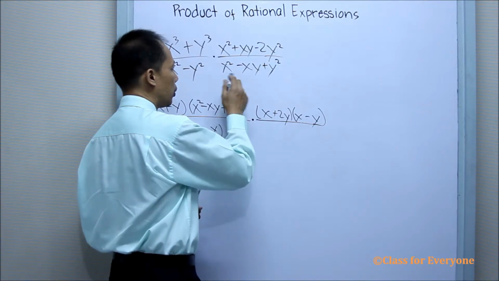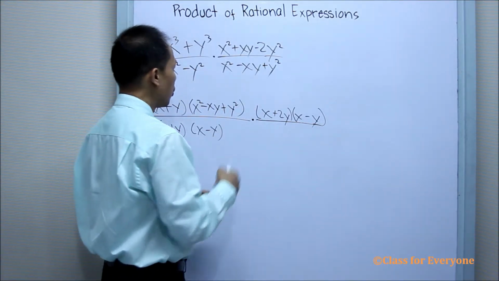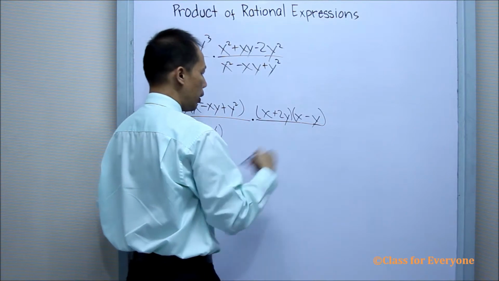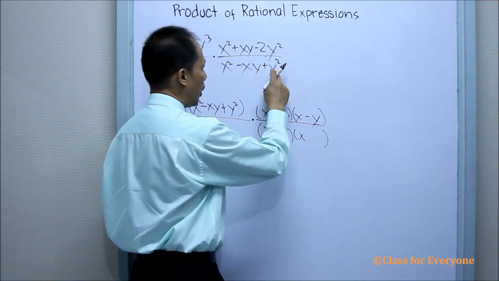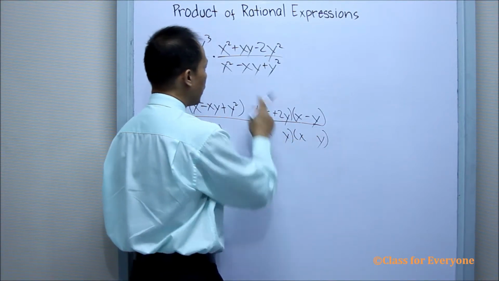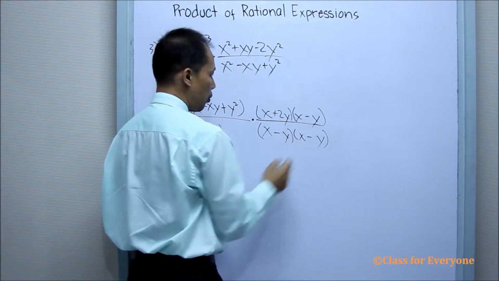Now we're going to factor the denominator if possible. So the factors of x squared are x and then x. The factors of y squared are only y and then y. This is negative, so both of them should be negative.